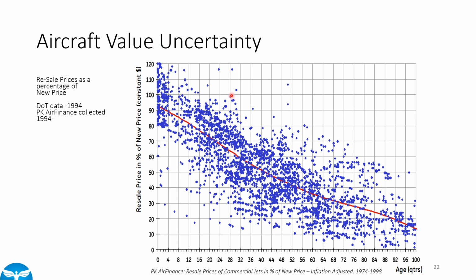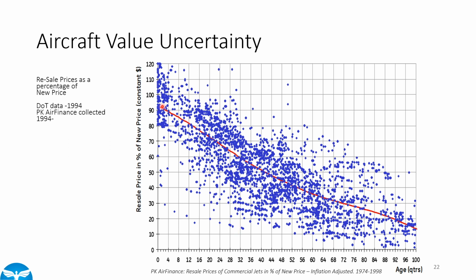So here a point on this chart shows a resale price as a percentage of the new price of that aircraft, and it's as a function of the age of the aircraft. And then we adjusted the prices to constant dollars. So we removed the effect of inflation. And you can see here that this transaction and this transaction, although the airplanes were the same age, were for two different aircraft, and they were done at two different points in time in the calendar space.